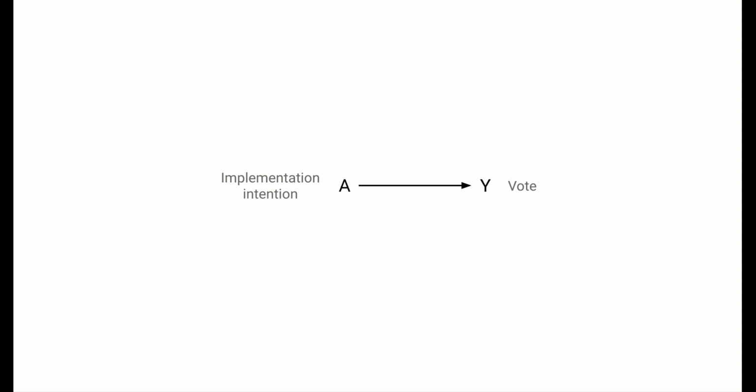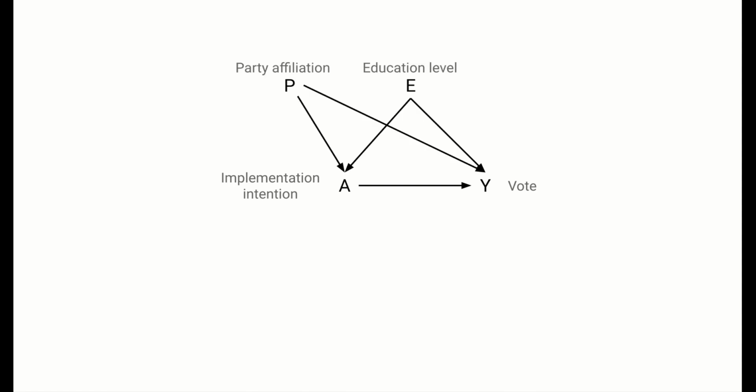We can first think about confounding variables that are common causes of both treatment and outcome. These could include party affiliation and education level, because both could influence the tendency to vote and the tendency to use implementation intentions. There are likely many more, but for the purposes of illustrating this thinking process, we'll just stick with these two.